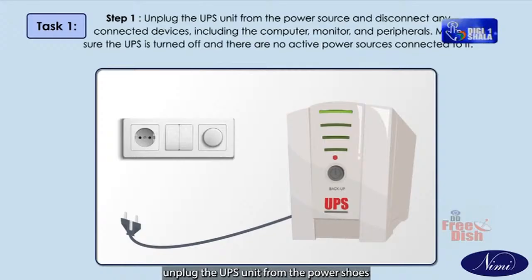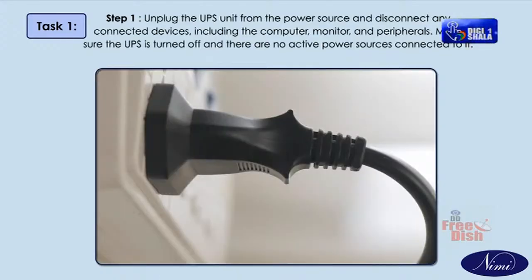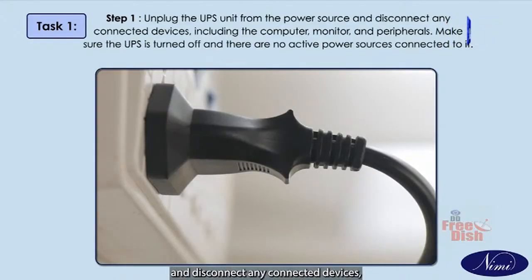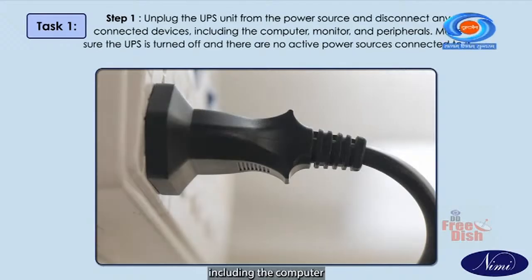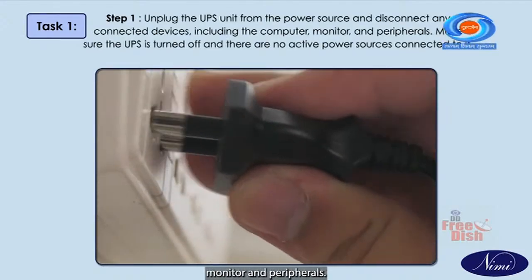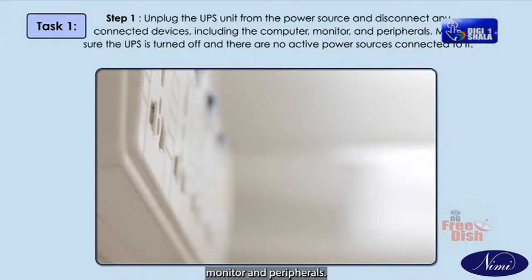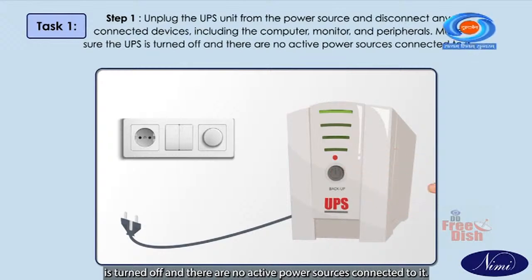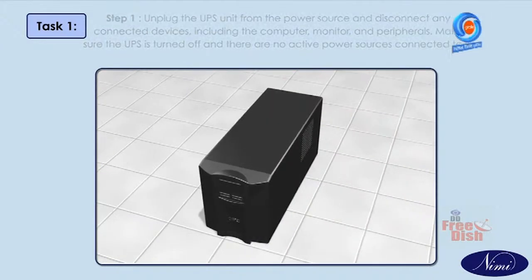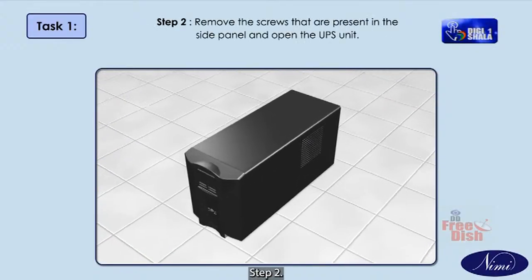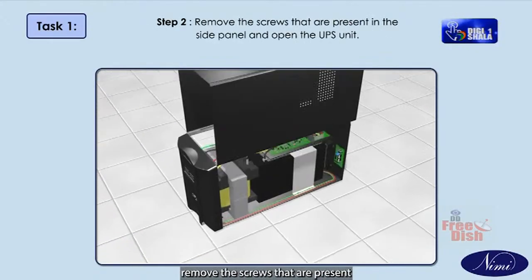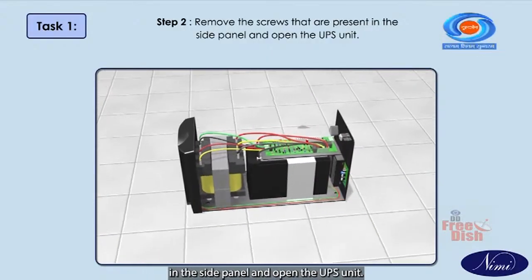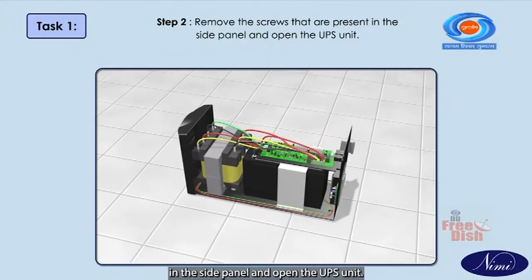Unplug the UPS unit from the power source and disconnect any connected devices, including the computer, monitor, and peripherals. Make sure the UPS is turned off and there are no active power sources connected to it. Step 2. Remove the screws that are present in the side panel and open the UPS unit.